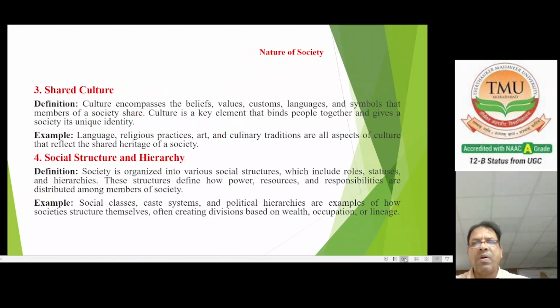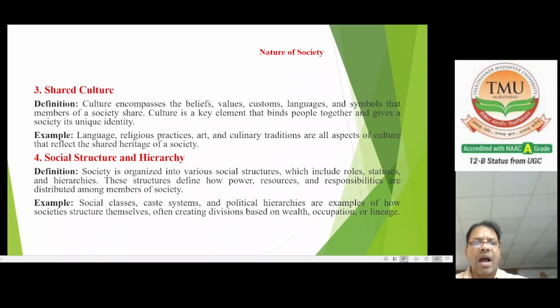Next important thing is shared culture. When we're talking about the nature of society, culture encompasses the beliefs, values, customs, language, and symbols that members of a society share. Culture is a key element that binds people together and gives a society its unique identity. Language, religion, practices, art, and culinary traditions are all aspects of culture that reflect the shared heritage of a society.